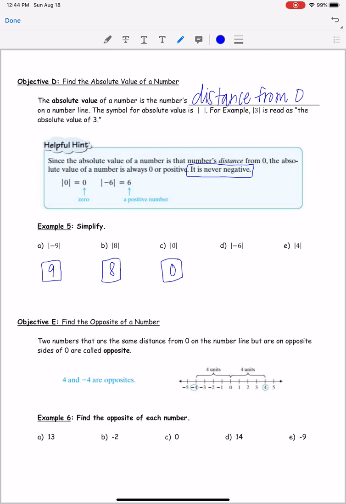Absolute value of -6 is positive 6. And absolute value of 4 is 4. Always positive, no matter if it's negative or positive inside those brackets.